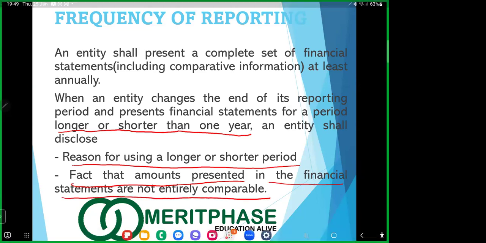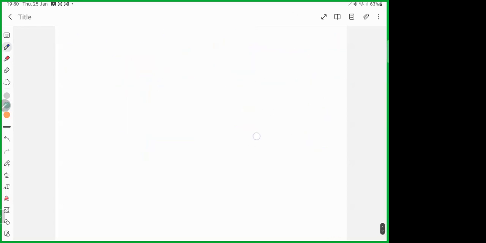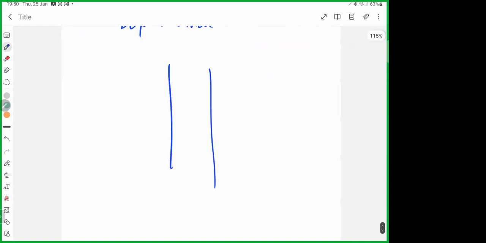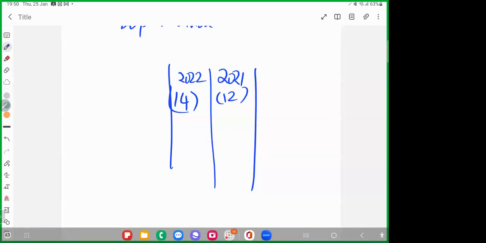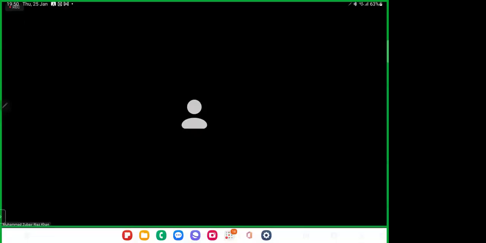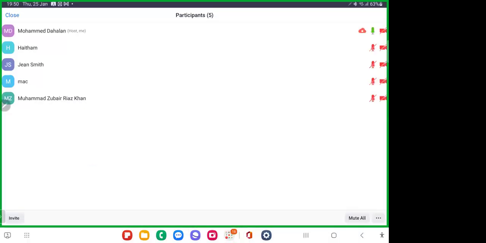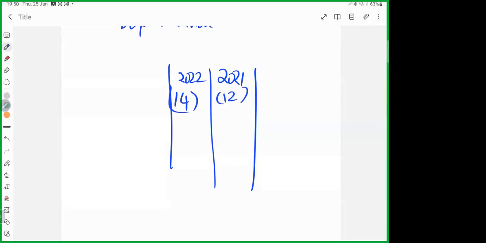See what will happen? Let's say you have 2021 and 2022. This is 12 months and this is 14 months. Can you compare this? What do you think? Mr. Haitham, what do you think? Can we compare if we have 14 months and 12 months financial statements? No, we cannot compare.